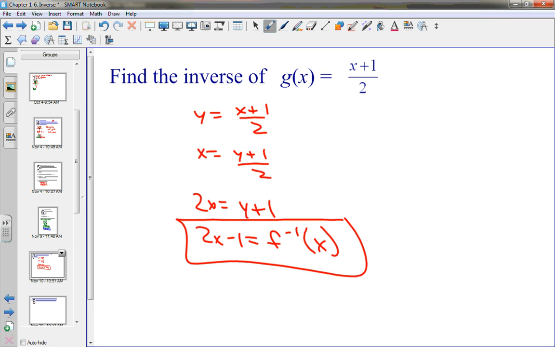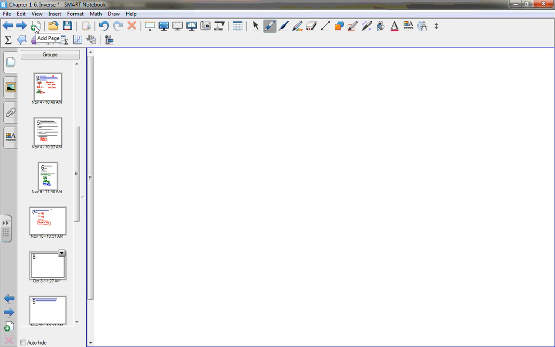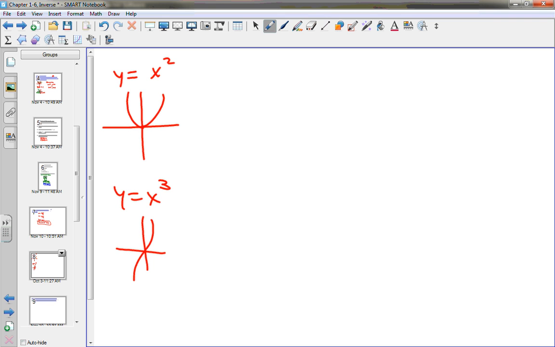Very good. Which parent functions have an inverse? Well, let's talk about that a minute. If I give you y is equal to x squared, that's a parent function, correct? It looks like this, according to last section, does that pass the horizontal line test? No, so does that have an inverse? No, the only way it can have an inverse is if I restrict the domain. Does that make sense? Does this, y equals x cubed, which looks like spaghetti, does that have an inverse? Yes, because it passes the horizontal line test.